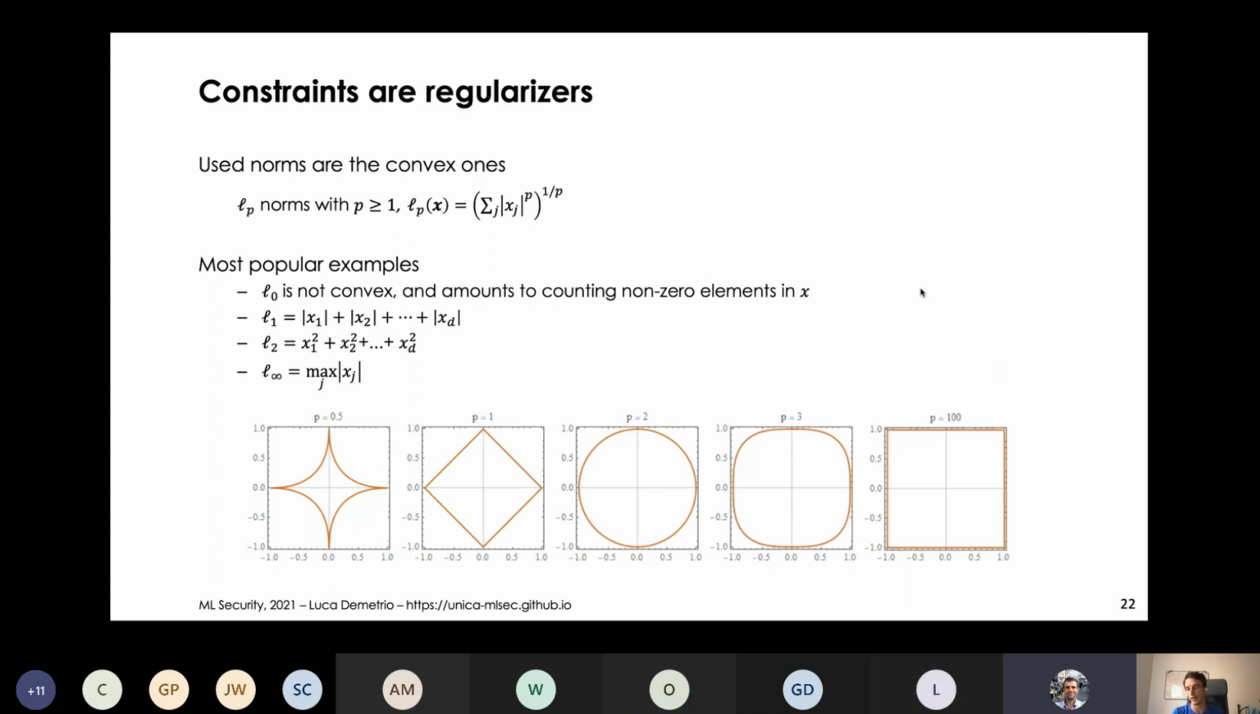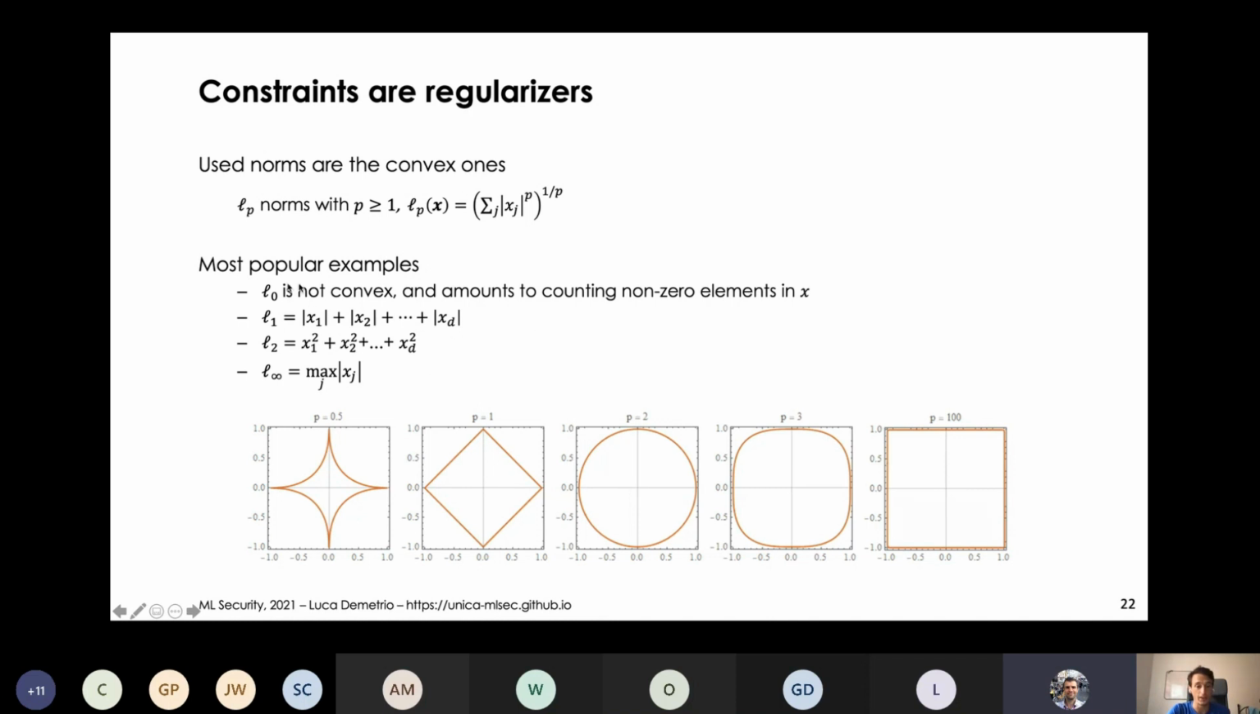So if you have x, which is in this case a point, and you compute the LP norm, you're basically summing up all of its elements to the power p, and then you take the p-th root. And I think you're all familiar with the L2 norm, because it's just the regular norm we use in linear algebra. But then you want to move far away from this.